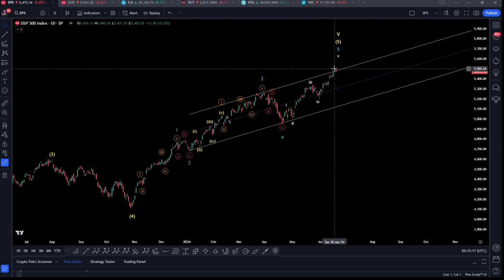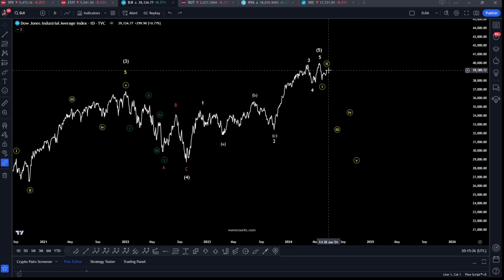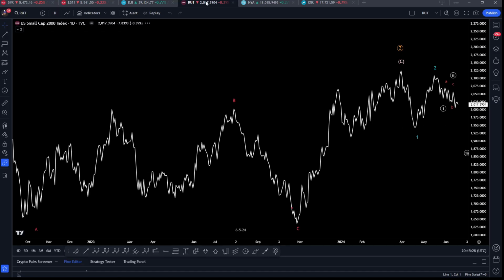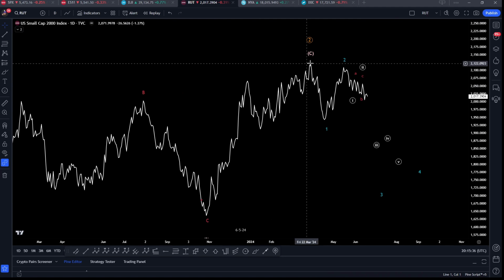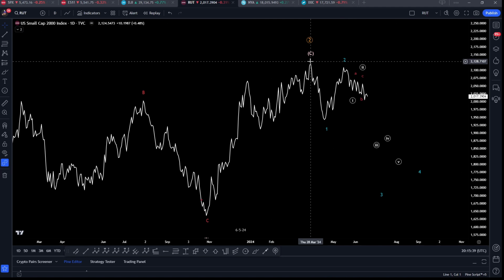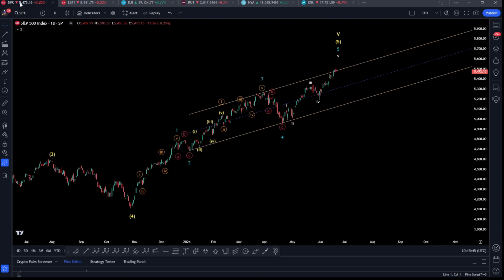We have what is very likely a top in the S&P 500. Unconfirmed by the Dow Jones. Unconfirmed by the Russell 2000. Just 2,000 stocks. Completely unconfirmed. That high was in March. The Russell tops in March. The Dow Jones tops in May. And here we are in June with the S&P 500 top.